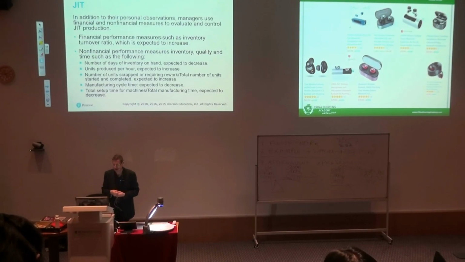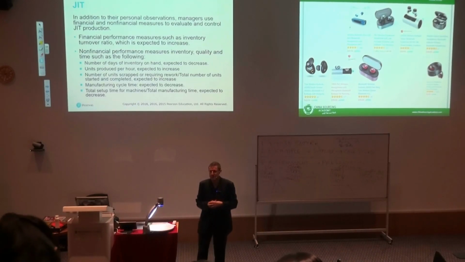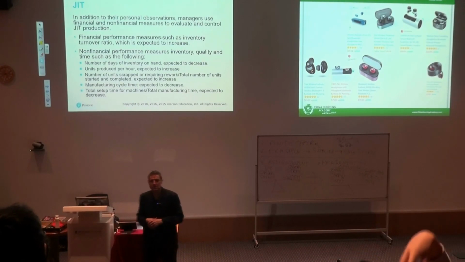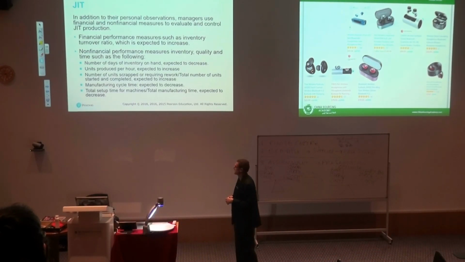Non-financial measures are going to be something like how many days of inventory do you have on hand, okay? So if you're turning over inventory 12 times per year, then you're going to have on average 30 days of inventory on hand. You with me? Okay, so that's not very efficient in a lot of industries.